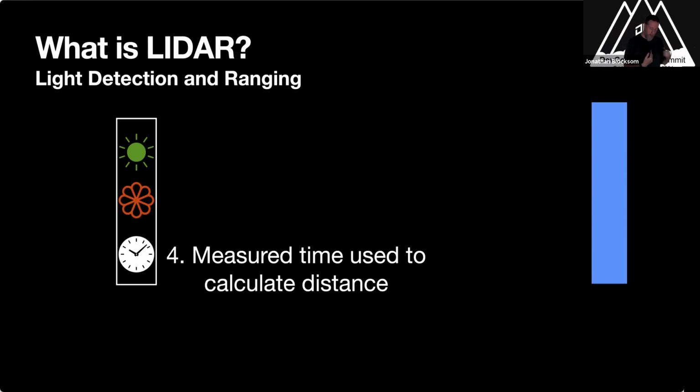And so the chipset that's in there is sending out this light and then measuring how long it takes to get back to it, and then turning that into a distance and doing a whole bunch of processing to turn that into a depth map that you can use in your software.